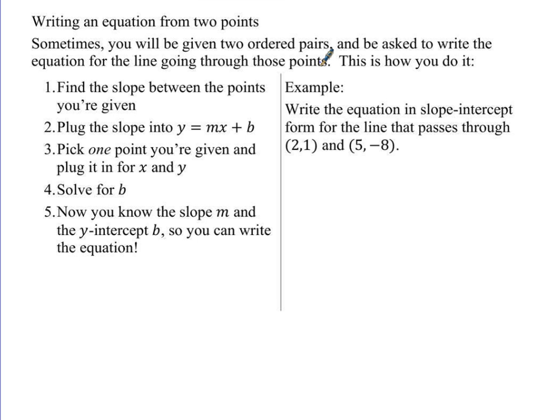We can do that without a graph, though, too. We can use algebra to find out the equation for that line. So, this is how you do it. Here are your steps sitting over here. The first thing you want to do is find the slope between the two points you're given. So if I give you these two ordered pairs right here, we know how to find the slope. How do we find the slope?